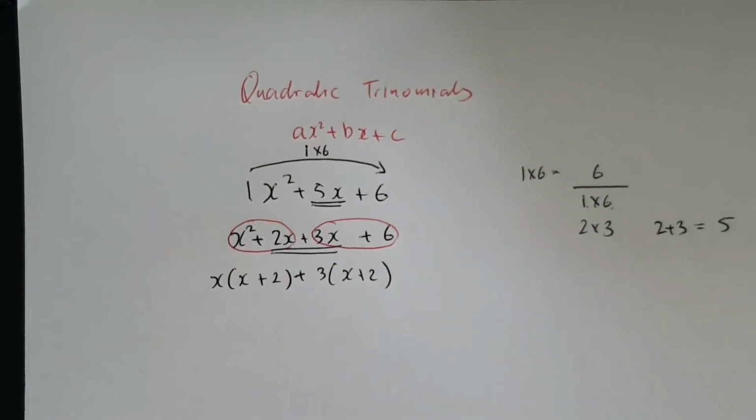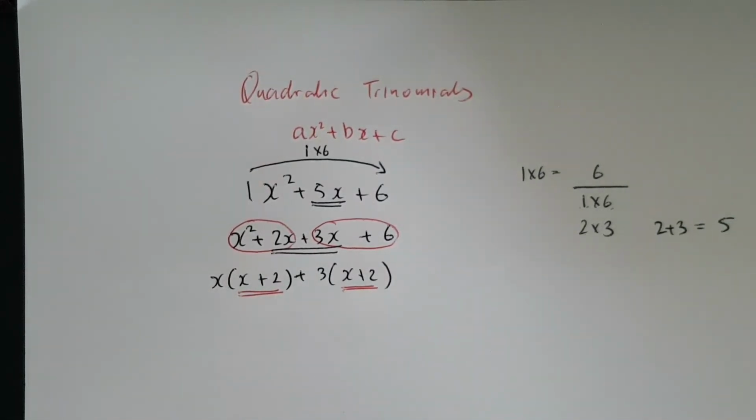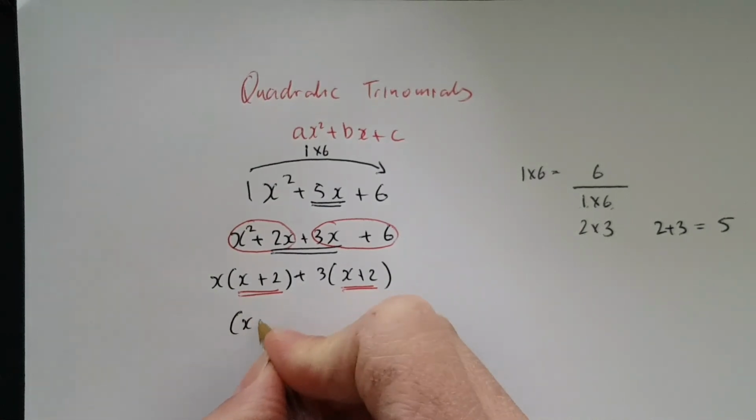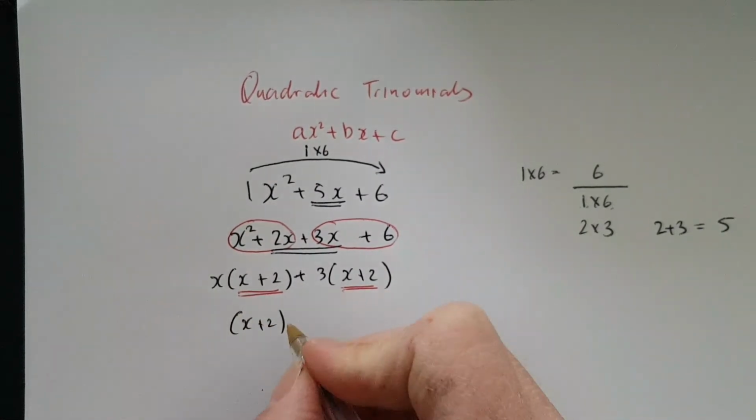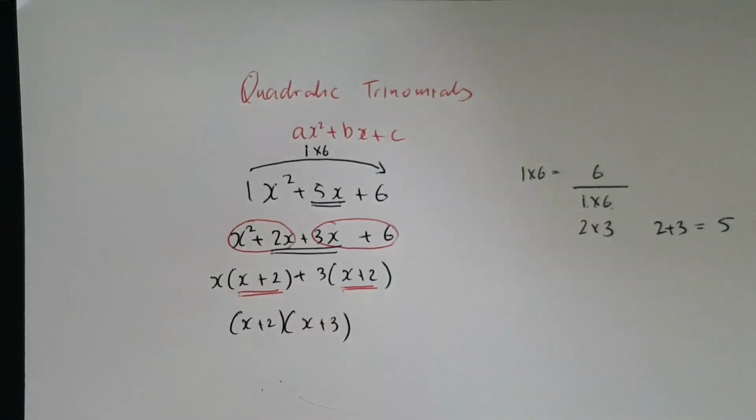Now the most important thing that we see here, lads, is that these 2 brackets are identical. If those 2 brackets are identical, well that means x plus 2 is a factor of x times x plus 2, and x plus 2 is a factor of 3 times x plus 2, making x plus 2 the common factor. So I bring that outside and I'm left with x plus 3 inside the second bracket, and that's fully factorised.